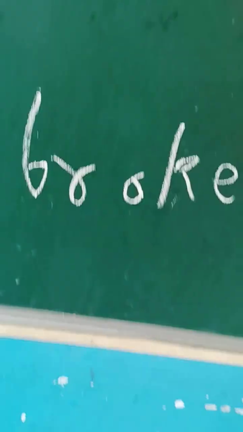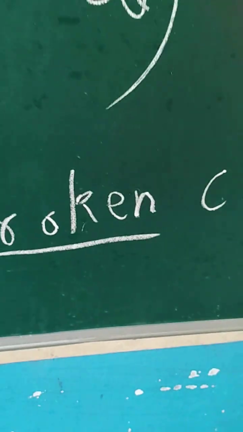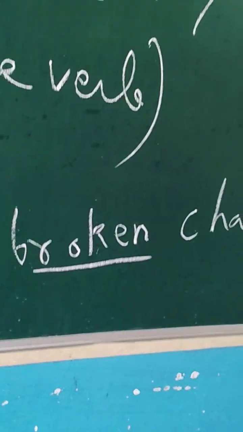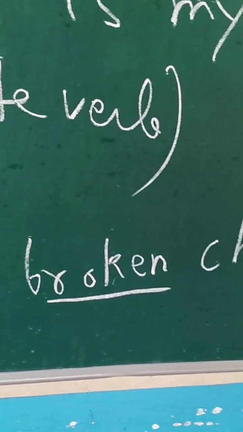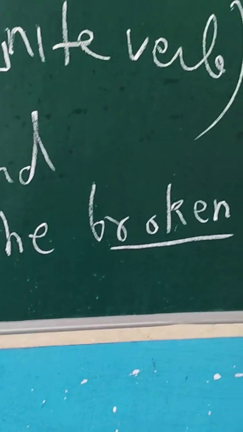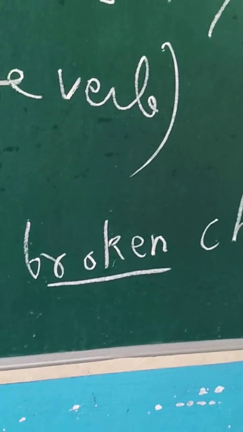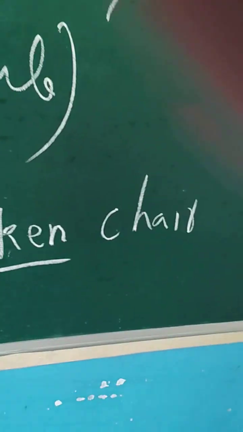The word broken, chair. Now you are describing the chair. Which chair you are talking about? The broken chair. It's an adjective, but here it is used as a participle, because when a verb is acting as an adjective, that's called a participle. The broken chair is in my class.